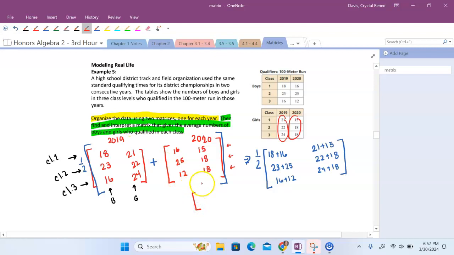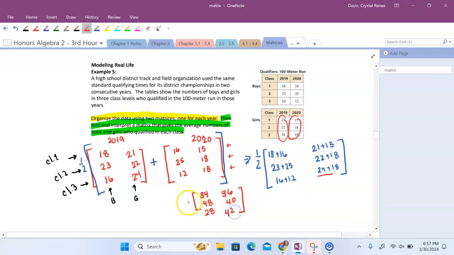All right, so 18 plus 16 is 34. 23 plus 25 is 48. And 16 plus 12 is 28. And then I have 21 plus 15 is 36. 22 plus 18 is 40. And 24 plus 18 is 42.